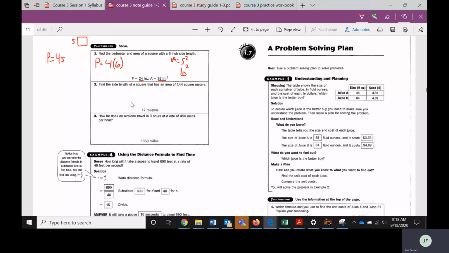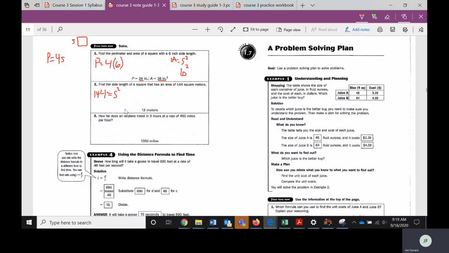It says find the side length of a square that has an area of 144. So again, we're using this formula. It's saying the area is 144. So this is different than problem 1. They gave us the side. Here they give us the area. And we need to find what the side squared is.